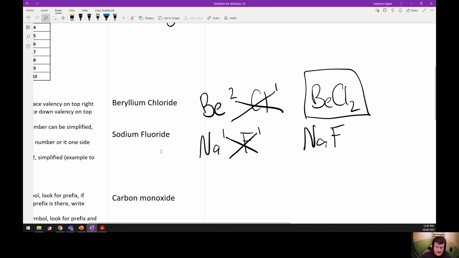But that's naming ionic substances. Super easy. It takes a little more thought than covalent, but it still works.